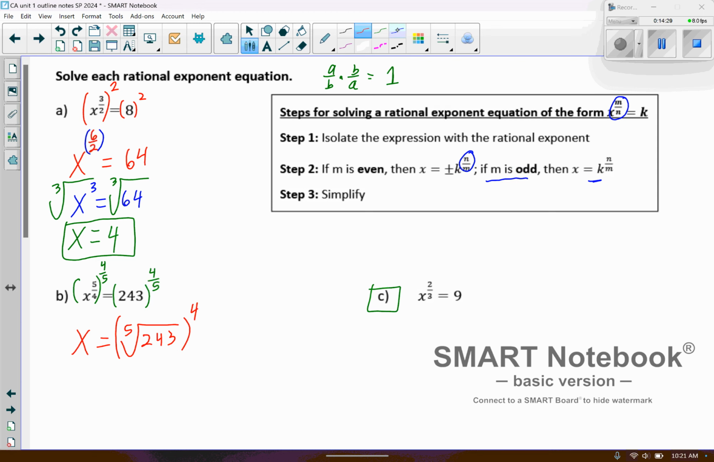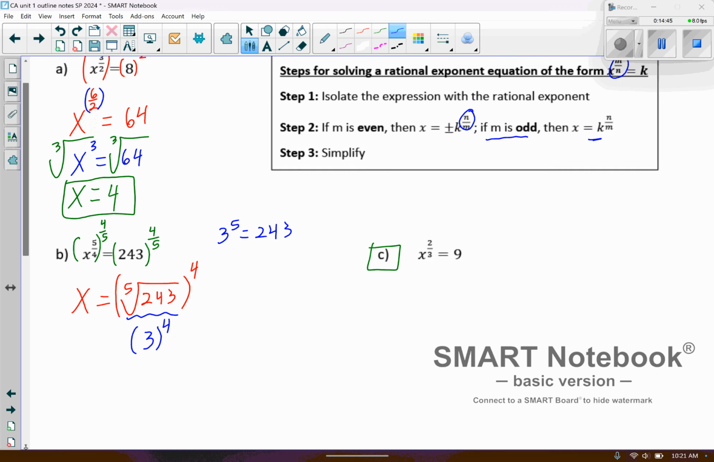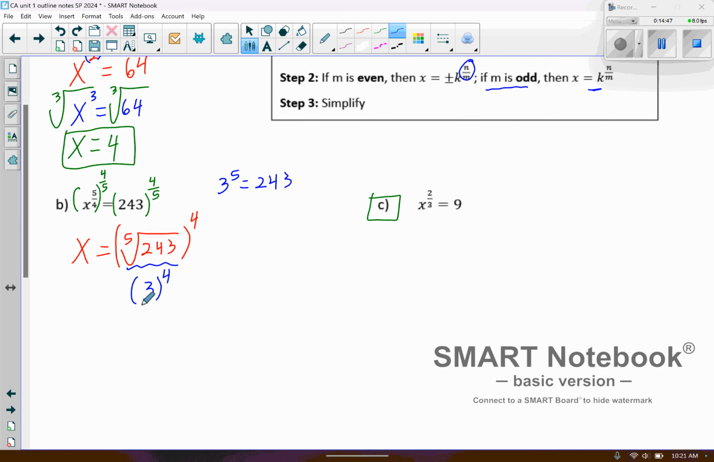And if you look back at our little cheat sheet, you'll see that 3 to the power of 5 equals 243. So that means that this right here will just simplify into a 3. So I'm left with 3 to the power of 4. And then 3 to the power of 4 is going to be 81. And that's my answer.